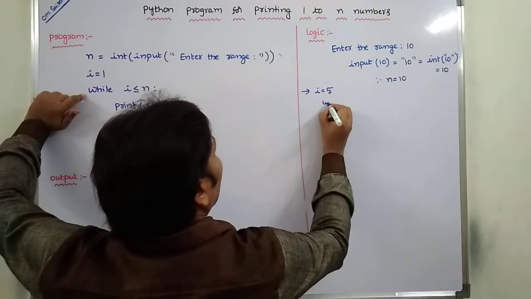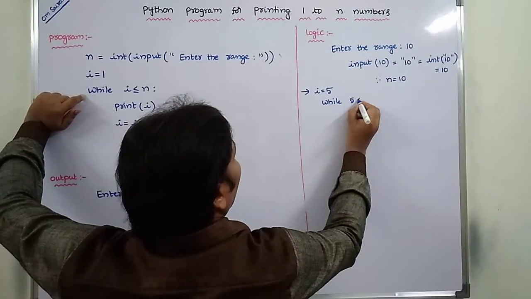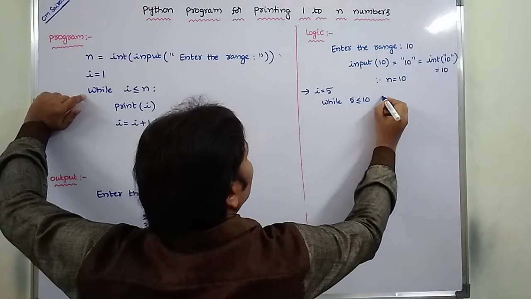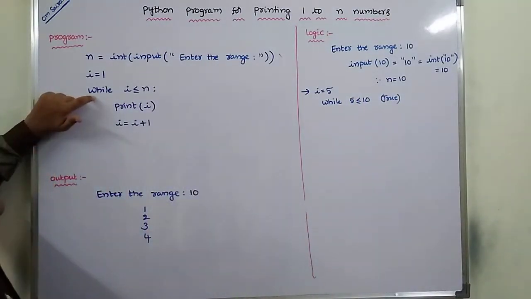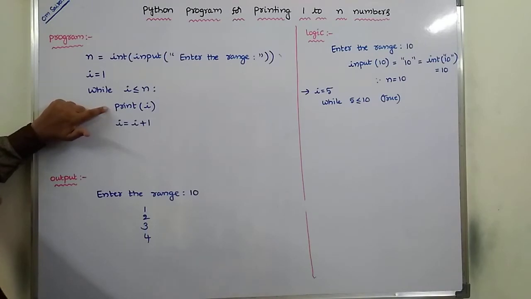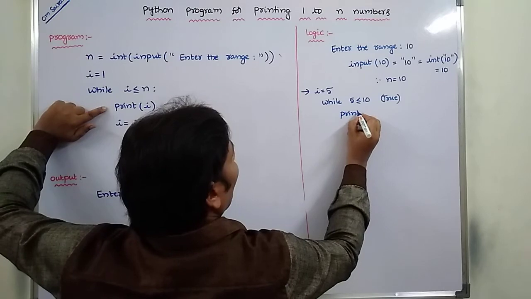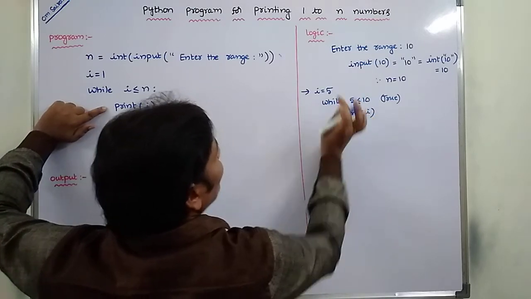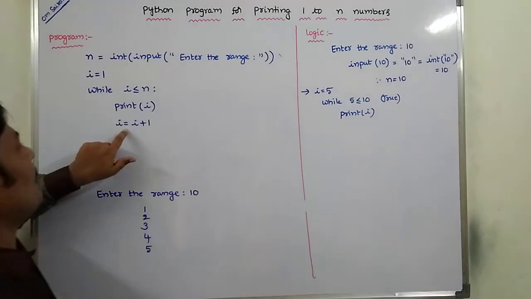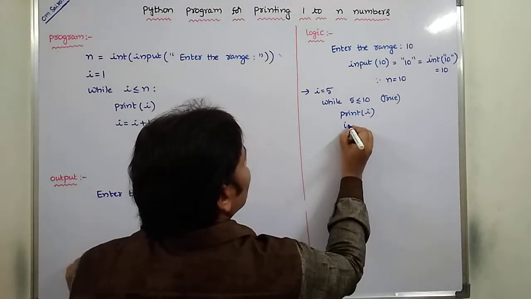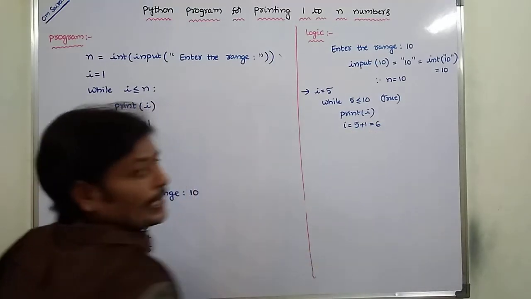Next, while I value is 5, 5 less than or equal to 10, that condition is true. If the condition is true, the control goes to the body of the while loop. Here in the body of the while loop, print of I. So what is I value? I value is 5. 5 is printed. Next one, I is equal to I plus 1. I value 5, 5 plus 1 is equal to 6.